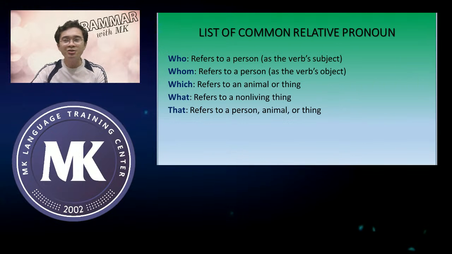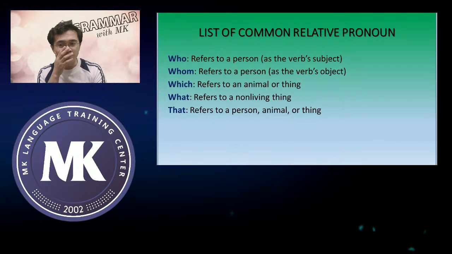Okay, now let's go back here. So we have here some list of common relative pronouns. First one, we have who. Who usually refers to a person. So use who if you talk about a person as the verb's subject. So commonly we can find who next to the subject as a person, okay? Because commonly in our subject we have nouns, persons, things, but we can use who if the subject is a person, it is near the subject, so we use who there.